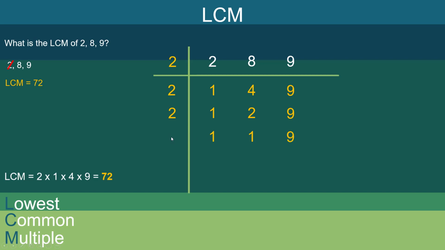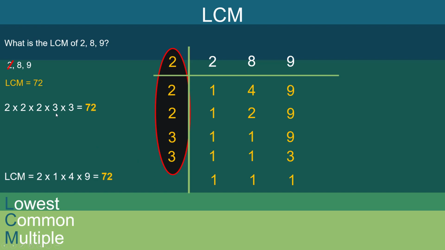We now divide by 3. Both the 1's come down as is, and 9 divided by 3 is 3. One last time you can use 3 as a divisor, and the 1's come down, and 3 divided by 3 is 1. Finally, you multiply the prime numbers. 2 times 2 times 2 times 3 times 3 equals 72.